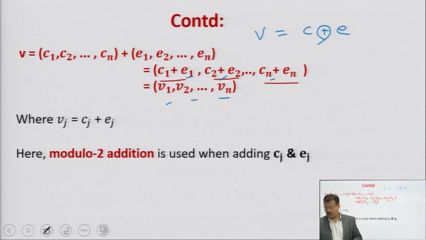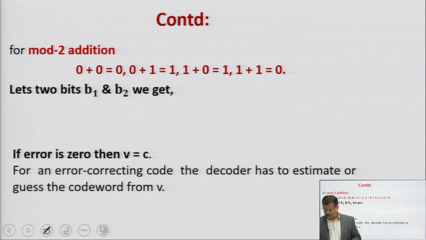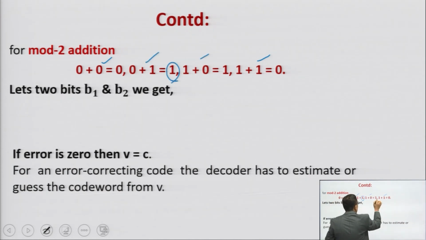होता है, XORing होती है. For mod 2 addition मतलब क्या देखें, if you add 0 and 0 and 1 and 1, so always your output will be 0. If you add 0 and 1 and 1 and 0, output always will be 1.